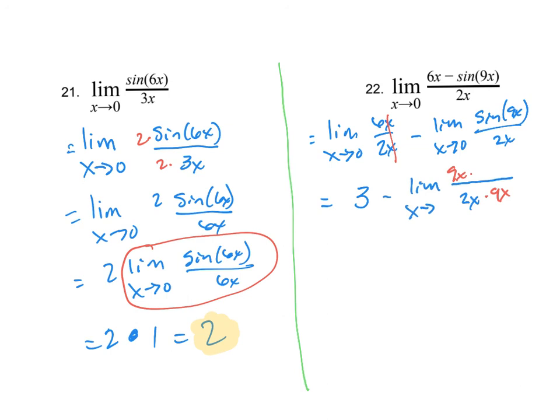Let's try that again. The sine of 9x. And then it won't take much to see that this guy is a 1, right? And this one is a 9 over 2. Oh, don't forget that x is going to 0. So essentially what we have is 3 minus 9 over 2. So that's 6 over 2 minus 9 over 2, which is negative 3 over 2.